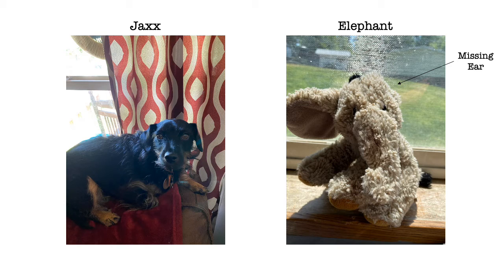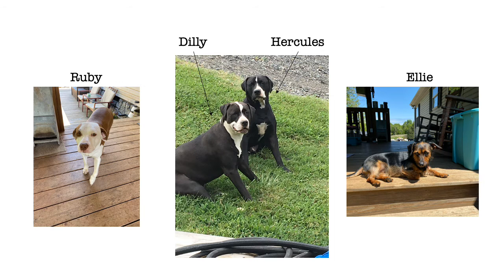We know there are 4 other dogs in our house who could have possibly torn up Jax's elephant, so let's look at the suspects. First we have Ruby, our 2-year-old rescue dog. Then we have Dilly and Hercules, 2 of Ruby's puppies. And lastly we have Jax's own sister Ellie, who is a 3-year-old Chihuahua Dachshund mix.